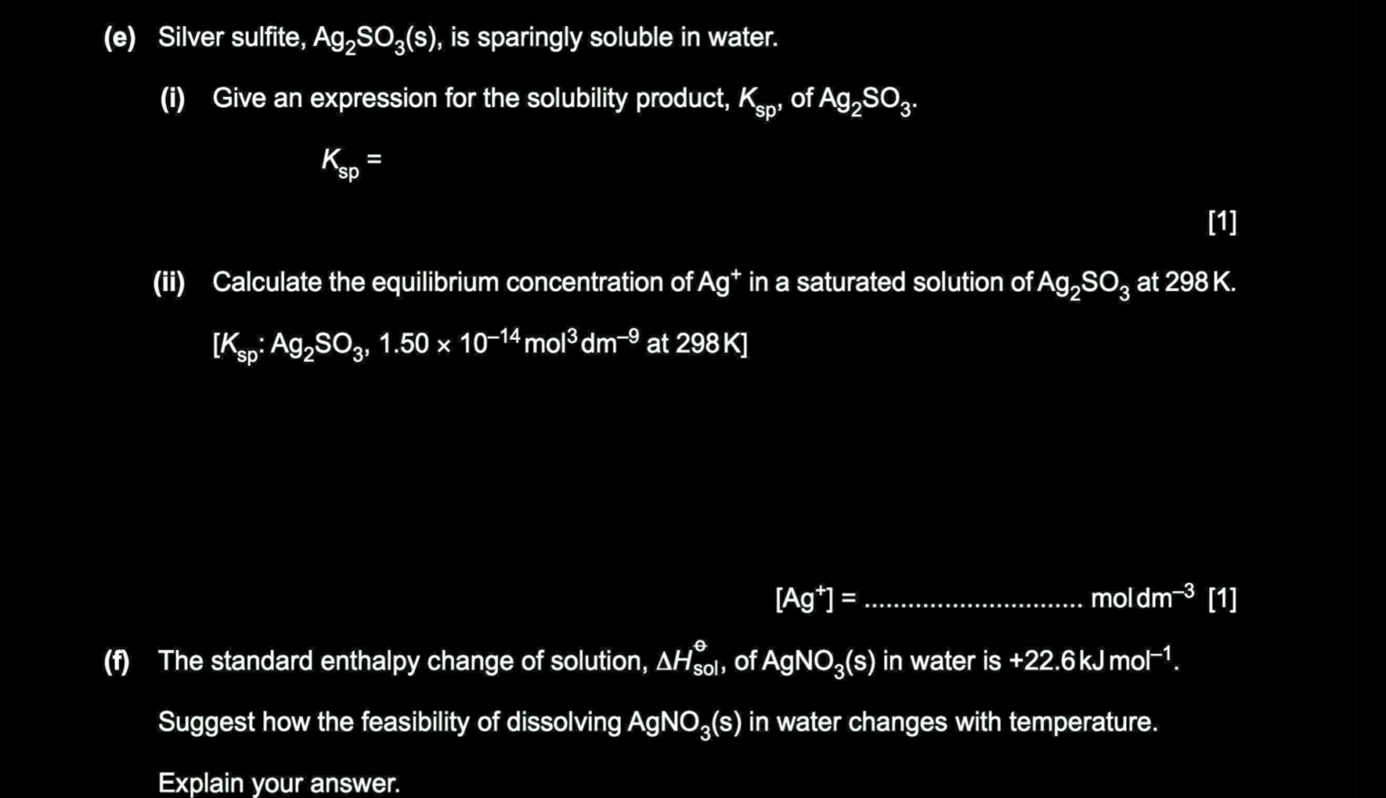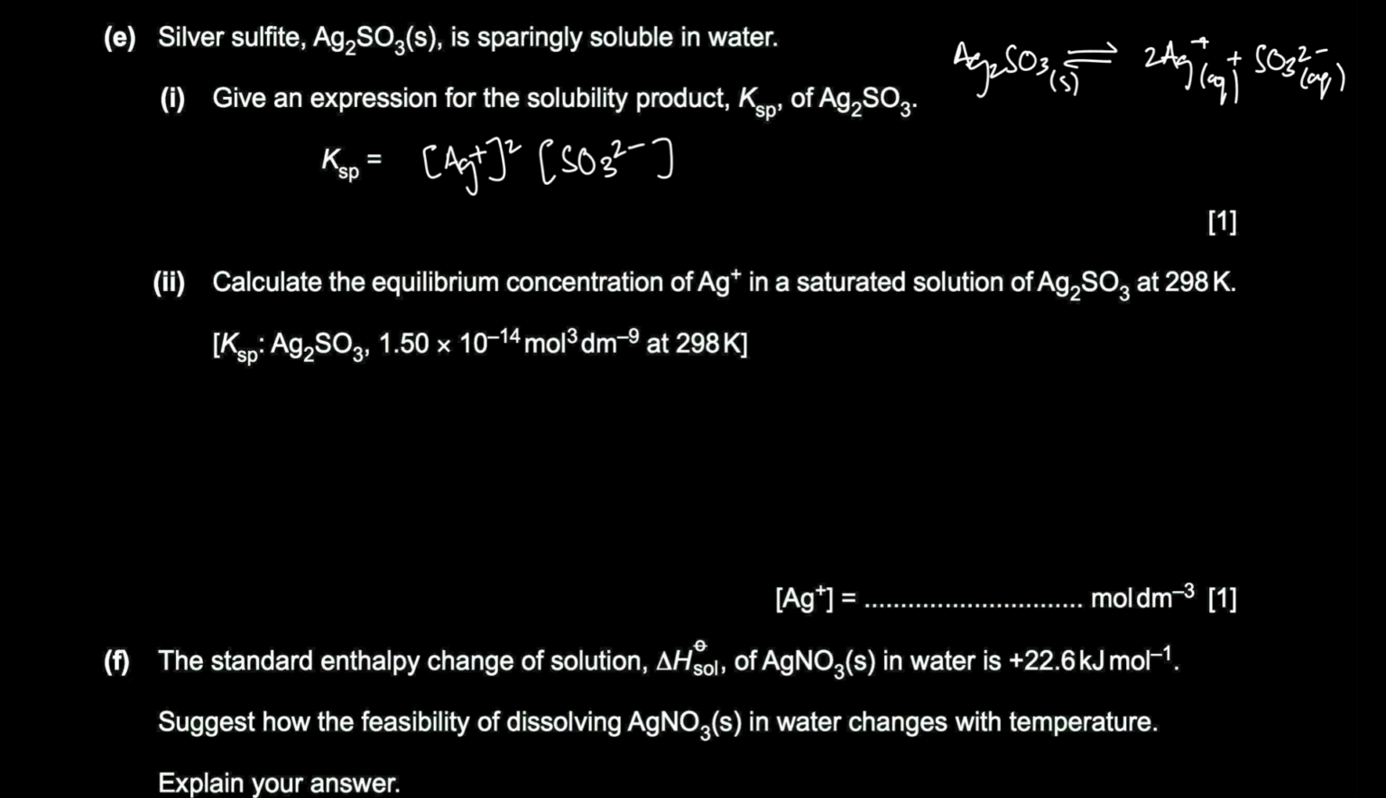Silver sulfite is sparingly soluble in water. Give an expression for the solubility product KSP of silver sulfite. So we have silver sulfite, Ag2SO3. I'm going to write this down. We have 2Ag+ and then SO3 2-. These are aqueous, so this is solid, aqueous, and then aqueous. And for the KSP expression, we have the concentration of Ag+, the whole thing squared, to the power of the stoichiometric coefficient, times the concentration of sulfite.